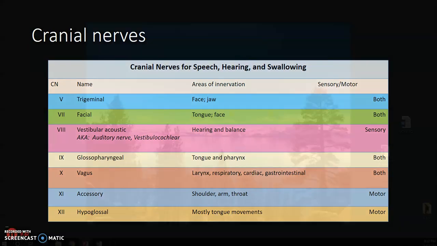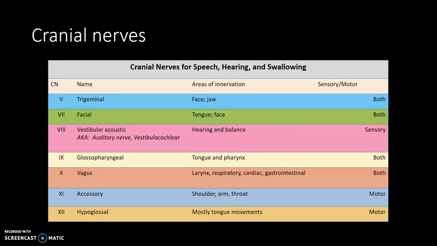So some examples of what these nerves do is the trigeminal nerve is really for biting and chewing. So it's helping opening and closing the jaw. It's also, when we're speaking, opening and closing the jaw in coordination with our speech.